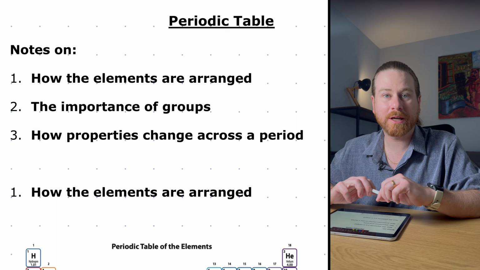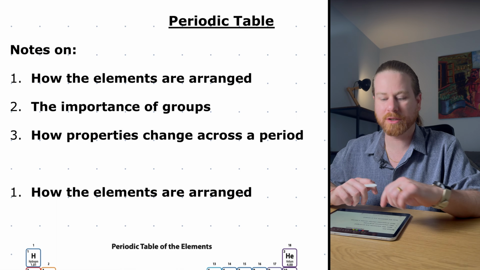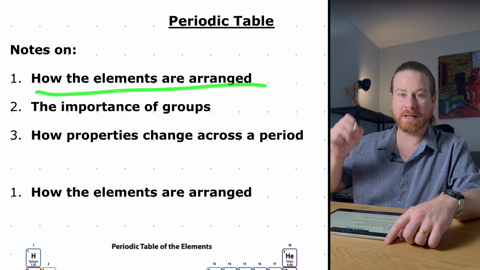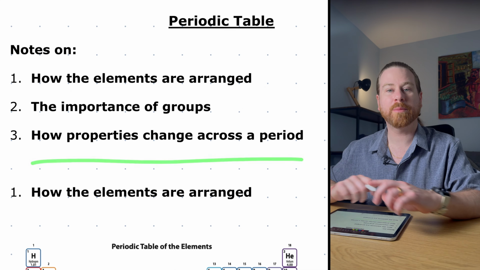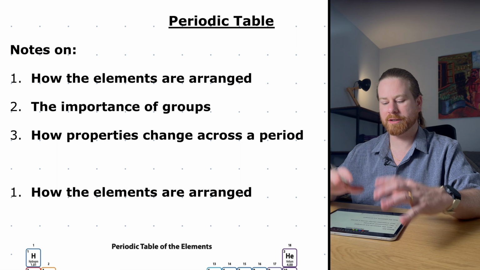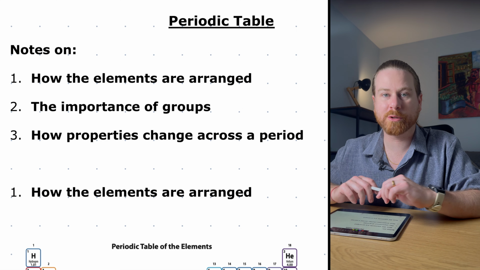Right, so today we are talking about the periodic table, an introduction to the periodic table. We're going to be looking at how the elements are arranged, the importance of groups, and how properties change going across a period. So a nice simple outline of how the periodic table works.